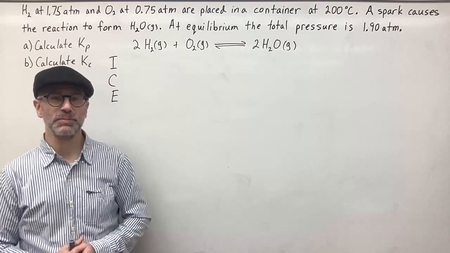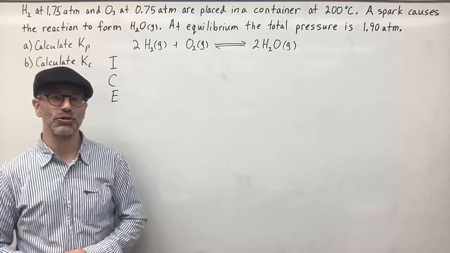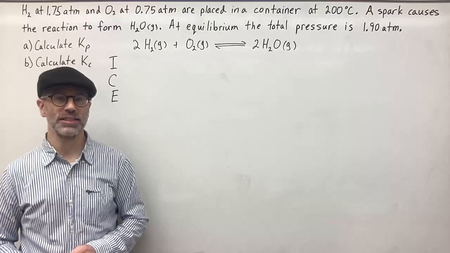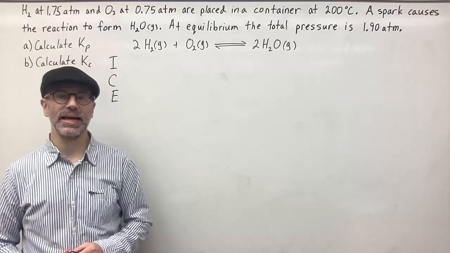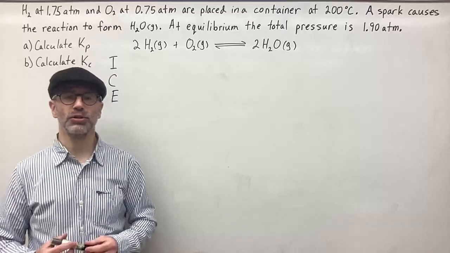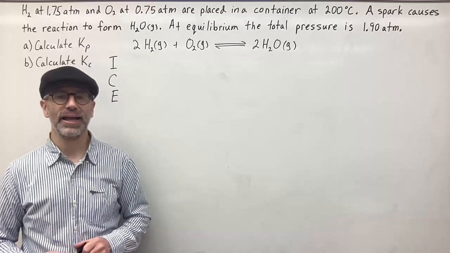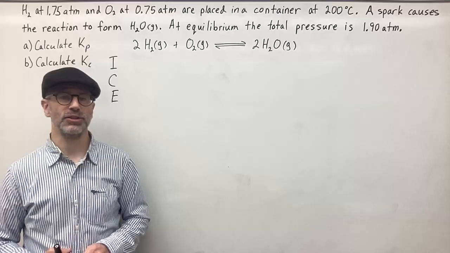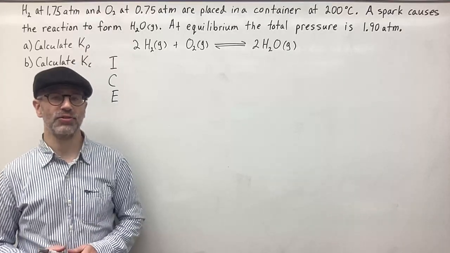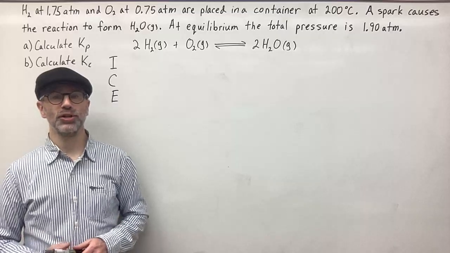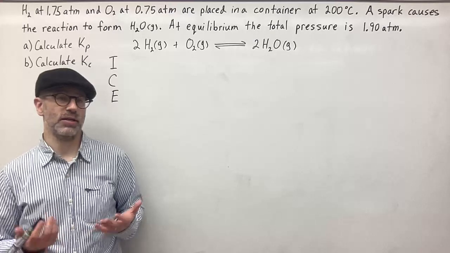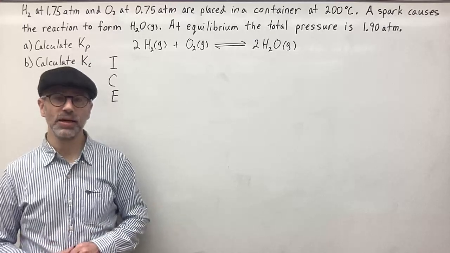Okay, so in this problem we have H2 at 1.75 atmospheres and O2 at 0.75 atmospheres, and they are placed in a container at 200 degrees Celsius. A spark causes the reaction to form water vapor, H2O gas. At equilibrium, the total pressure is 1.90 atmospheres. And so they first ask us to calculate the Kp.